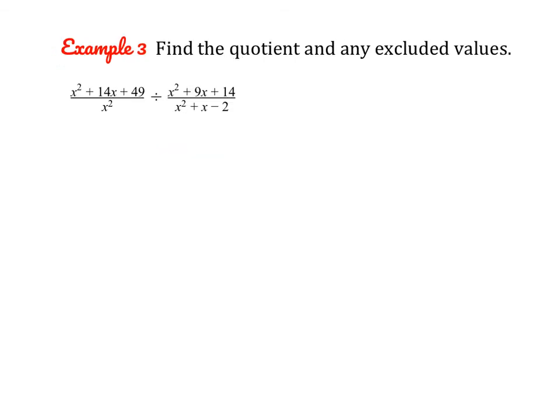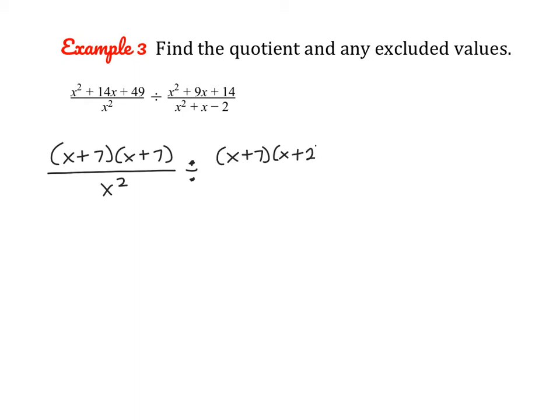All right, so now we're going to try dividing rational expressions. Here we're asked to find the quotient and any excluded values. So we're going to start in the same way. We're going to factor. In our numerator here, we have (x plus 7) times (x plus 7) over x squared, and then that's divided by, here we can factor again, (x plus 7) times (x plus 2), and then here we have (x plus 2) over (x minus 1).